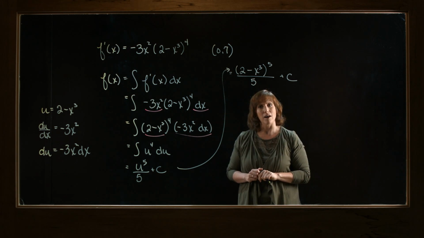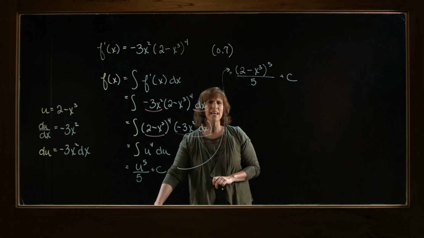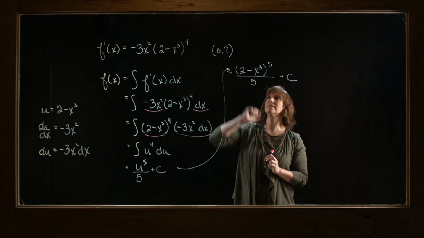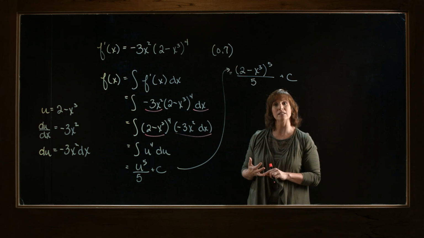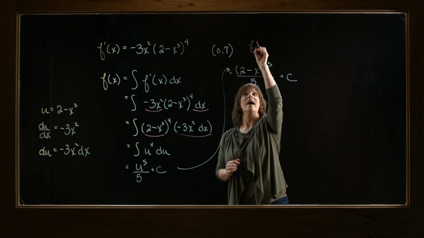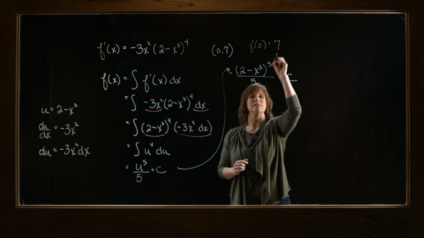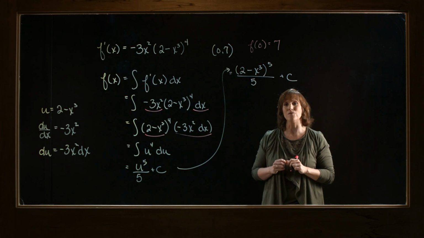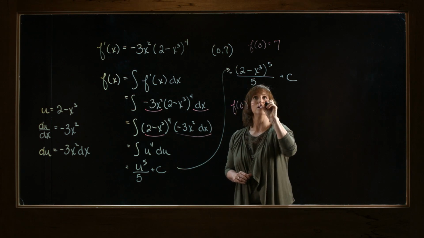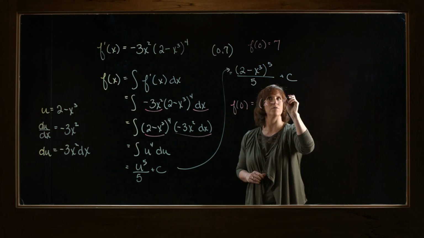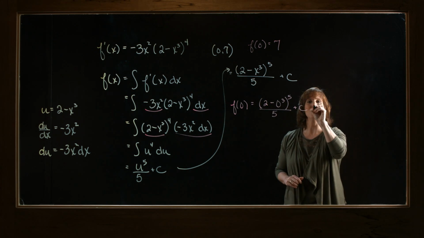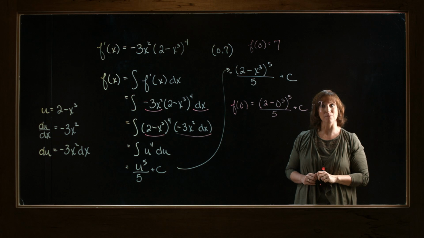Well, I almost have my function. I just don't know what that constant of integration is. Well, let's take a look at the ordered pair that I know my function needs to go through. It needs to be equal to 7 when the x value is 0. So in other words, this is the same thing as saying f of 0 equals 7. And I can use that fact to find that constant of integration. So f of 0 is going to be 2 minus 0 cubed to the fifth power all over 5 plus my constant of integration, and I know that that equals 7.